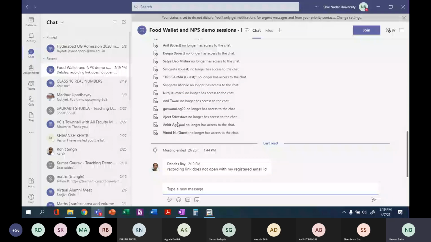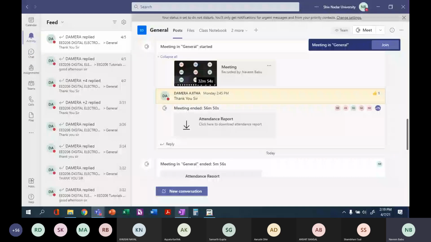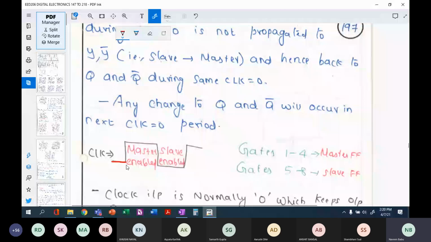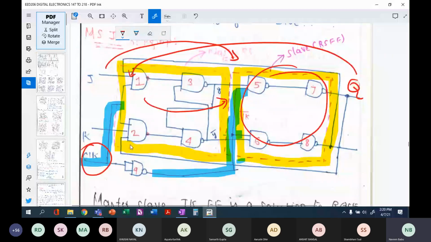All right. So whenever a clock, during the first clock pulse, your master is enabled and your slave is disabled. During your second pulse, your master is disabled and your slave is enabled. Gates 1 to 4 will be your master flip-flop. Gates 5 to 8 will be your slave flip-flop. Again, let me show you the configuration. Please see here, this is one flip-flop. This is the second flip-flop configuration. All 4 gates have been taken so that we are very sure that the propagation of inputs and outputs is controlled in a better way.